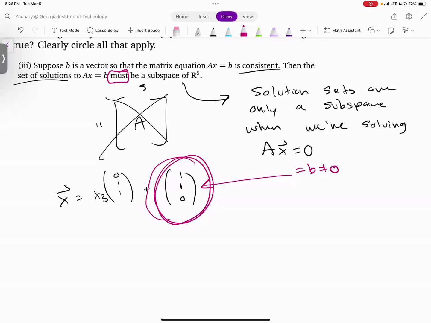Cool. Someone asked for midterm 2B, problem 6, part B. This is a common one that people see a lot in different exams.